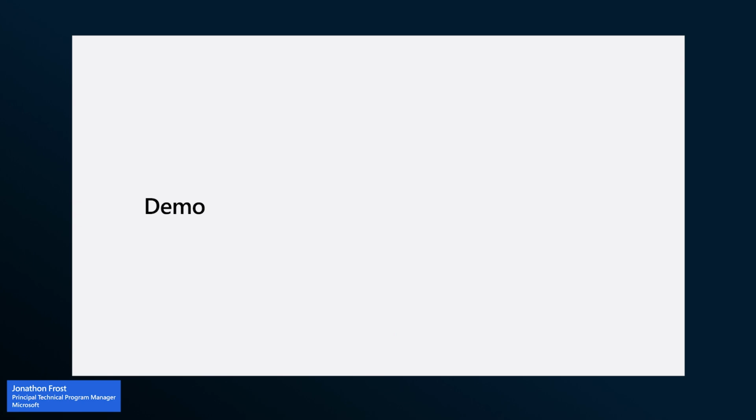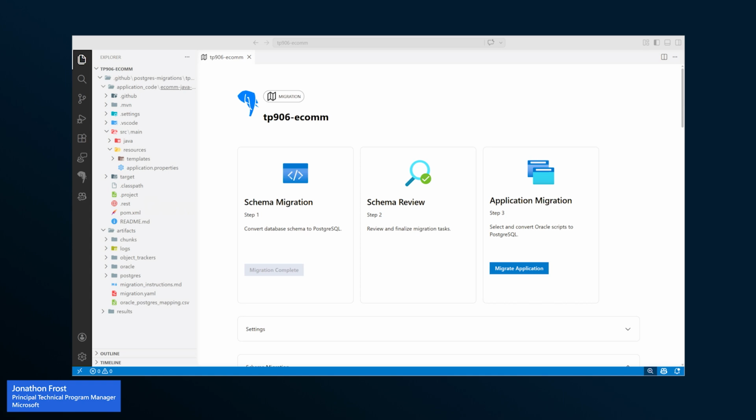Now, let's see this in action. I'm going to demo the application migration process to convert a Java application from using Oracle instead to use Postgres. We begin in our migration project. We've already completed the schema migration, so the Postgres database and coding notes are in place.